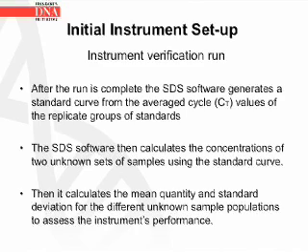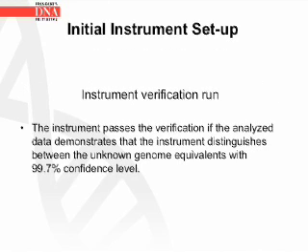After the run is complete, the SDS software generates a standard curve from the average cycle CT values of the replicate groups of standards. The SDS software then calculates the concentrations of the two unknown sets of samples using the standard curve. Then, it calculates the mean quantity and standard deviation for the different unknown sample populations to assess the instrument's performance. The instrument passes the verification if the analyzed data demonstrates that the instrument distinguishes between the unknown genome equivalents with 99.7% confidence level.